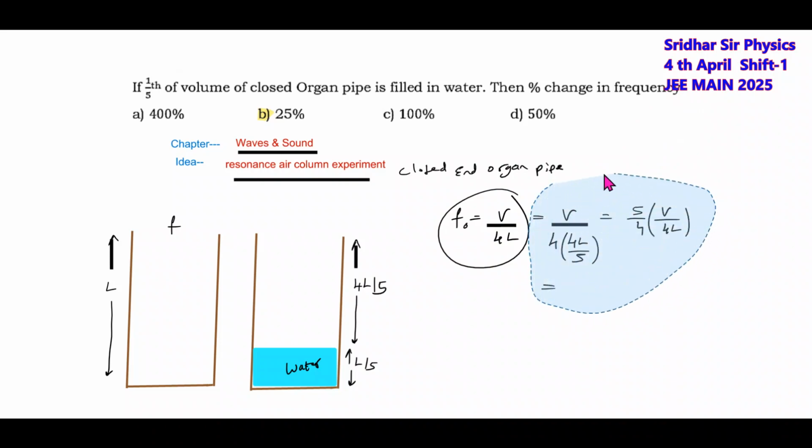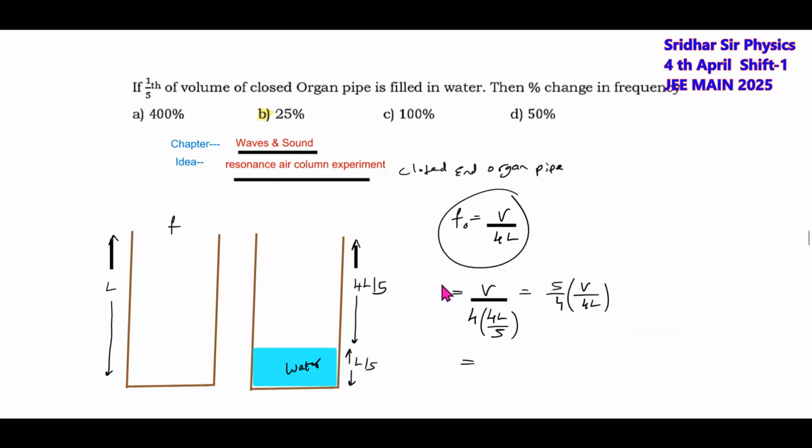I'll modify it. Earlier it was F naught, V by 4L. Now the effective length of this closed end organ pipe will be 4L by 5. This will become the closed end and this will be the open end. So the new frequency will become 5f0 by 4.